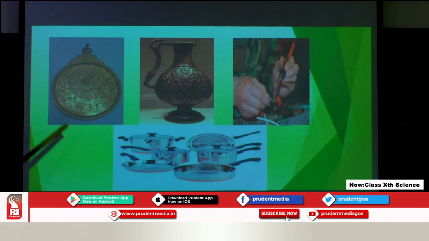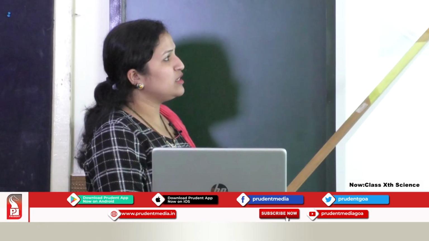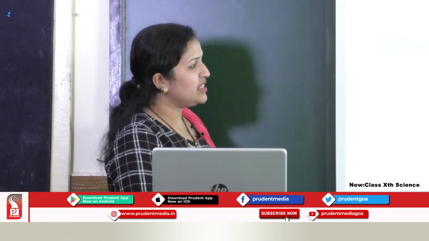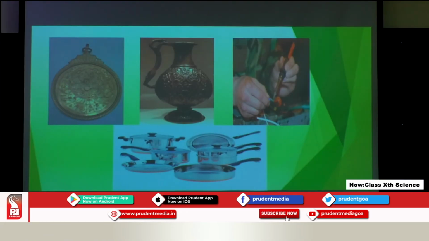Now, here we have the picture, the first one is brass, second is bronze. These two pictures are the alloys of copper. Okay, in order to prevent corrosion we are making alloys and these are the alloys of copper, this is brass and this is bronze. Here we can see the utensils which are made up of stainless steel. Stainless steel is also one kind of alloy.